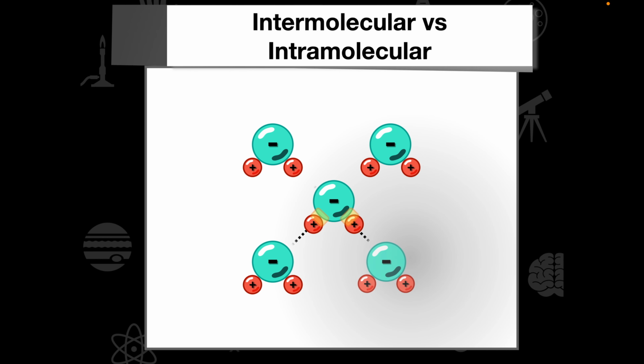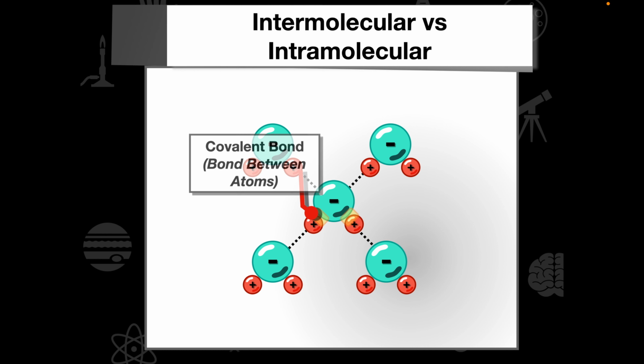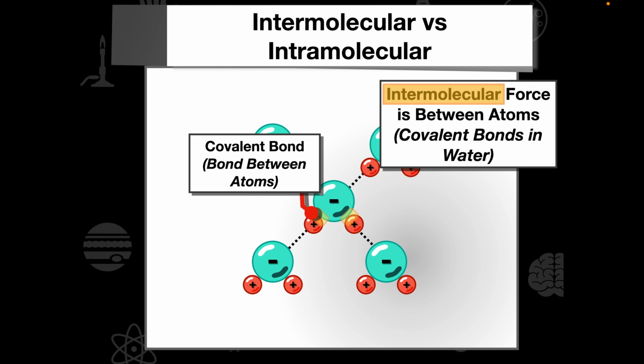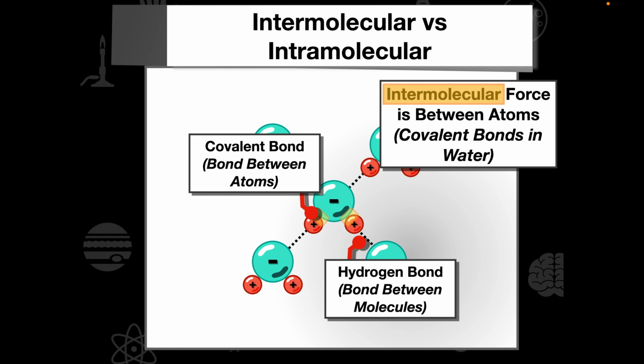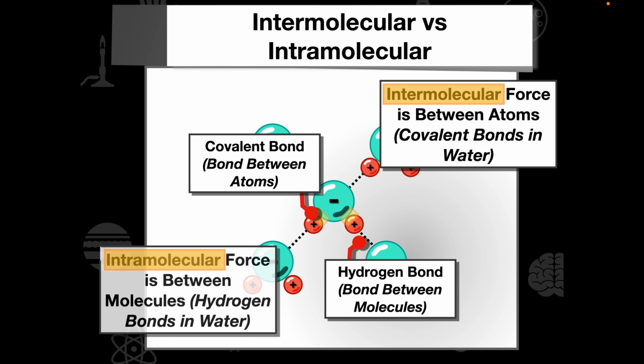Now, based on what I just discussed, it's important that I make sure we're clear and understanding this. Covalent bonds are the individual sharing of electrons between the atoms. We consider this an intramolecular force because it's between the atoms. The covalent bonds are forming in the water molecule between the atoms. What we can see here is the hydrogen bond is between the water molecules. This is an intermolecular force. Intra is within the molecule, between atoms. Inter is between molecules.